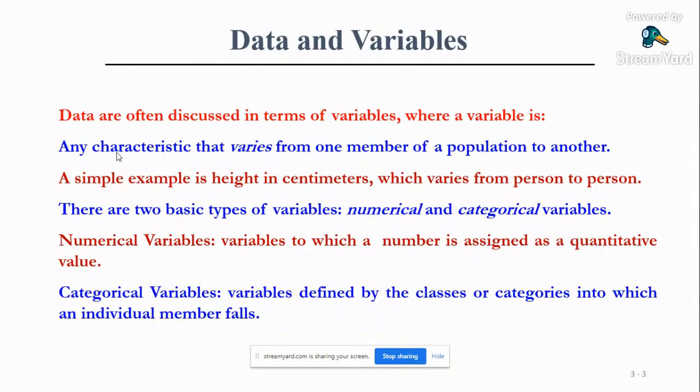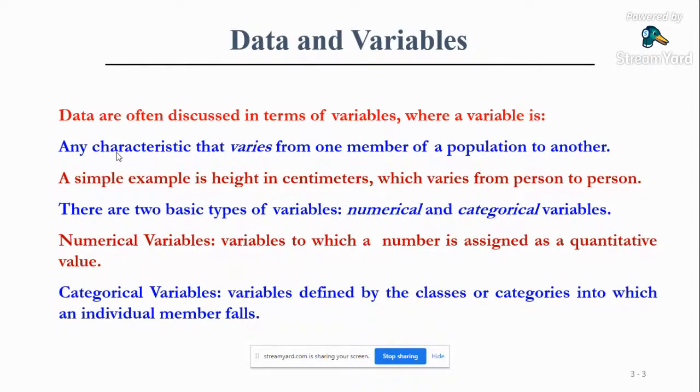When we talk about data and variables, the data is often discussed in terms of variables. So what is a variable? If we see the literal meaning, a variable is any characteristic that varies from one member of a population to another member of the population. It is any figure or entity whose value does not remain constant. It changes from one subject to another. A simple example may be height in centimeters, which can vary from person to person.